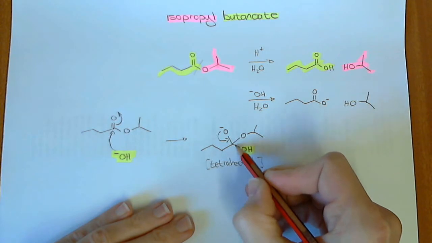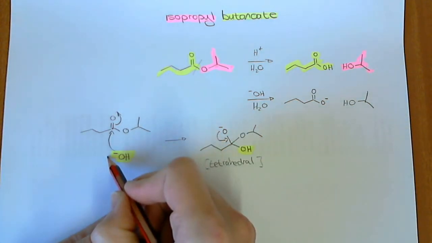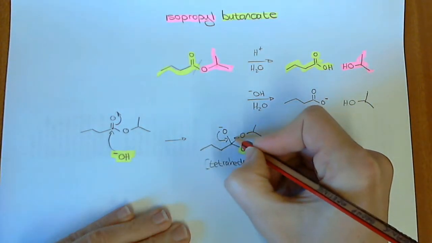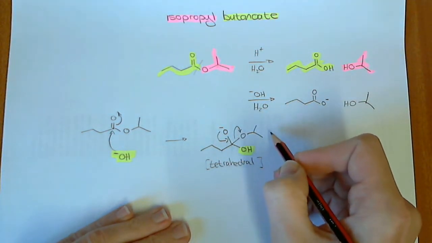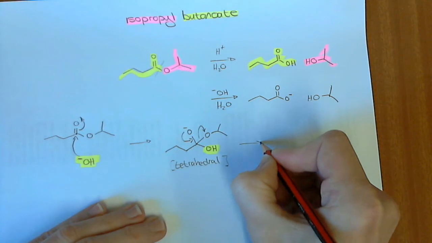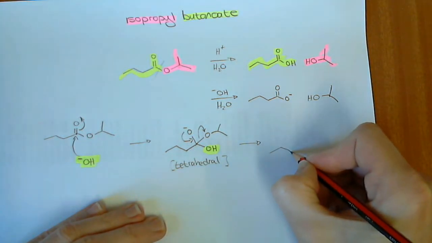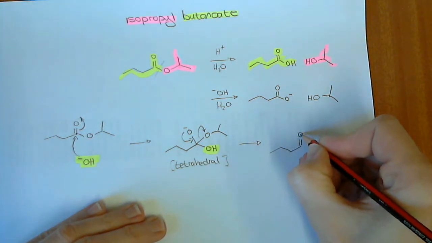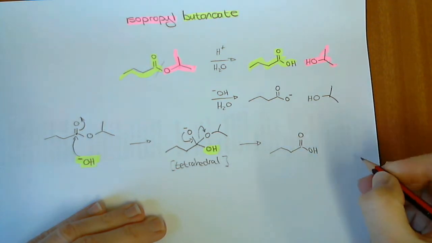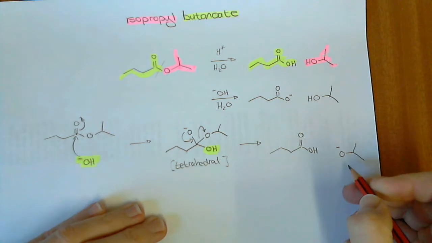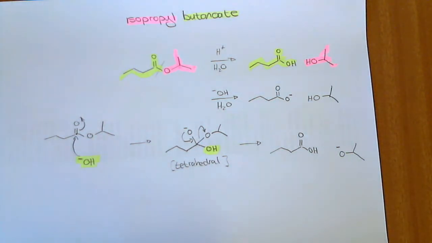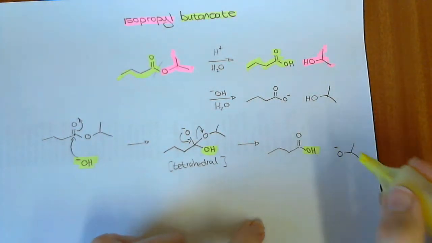If it breaks this bond, then we go back to the starting material. But if we break this bond, we kick out the isopropyl substituent part. And so the product of this is the isopropyl oxide. So look again, this is where the nucleophile was.